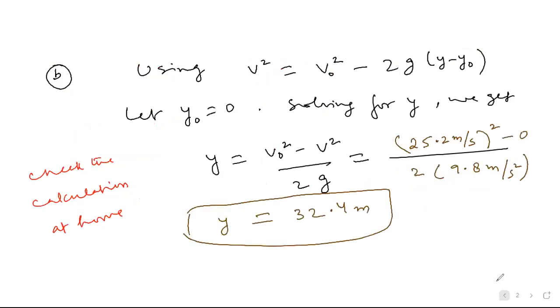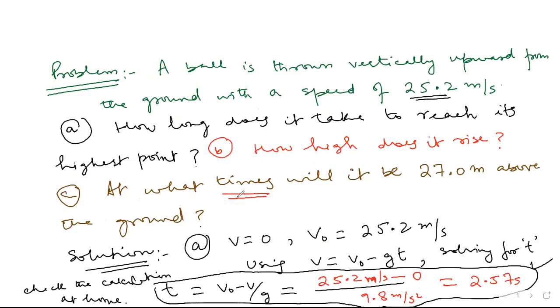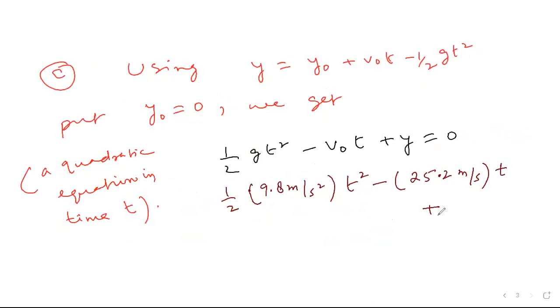Let us move to the question. Question says, at what times will it be 27 meter above the ground? So our y is 27 meters, 27.0 meter, and we equate it to 0. So half 9.8 meter per second square times t square minus 25.2 meter per second t plus 27 meters.